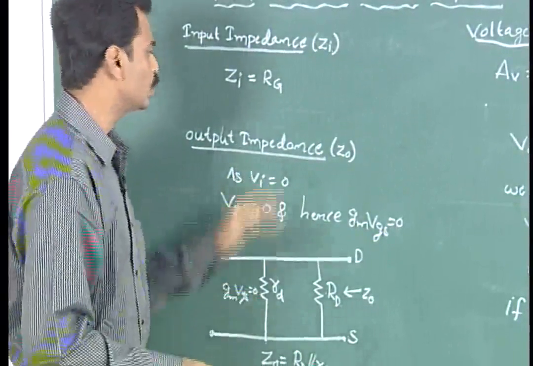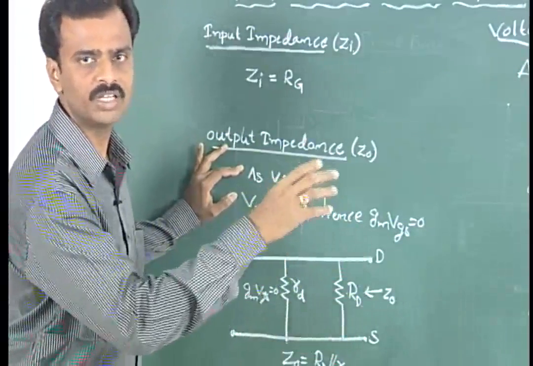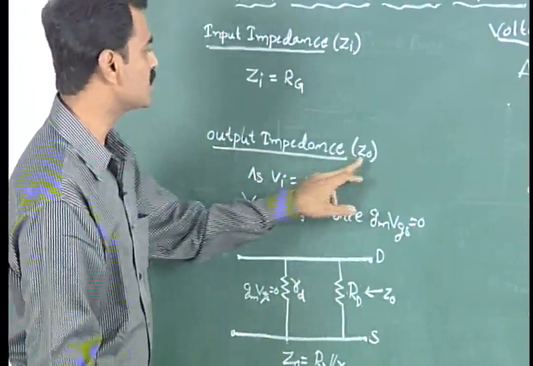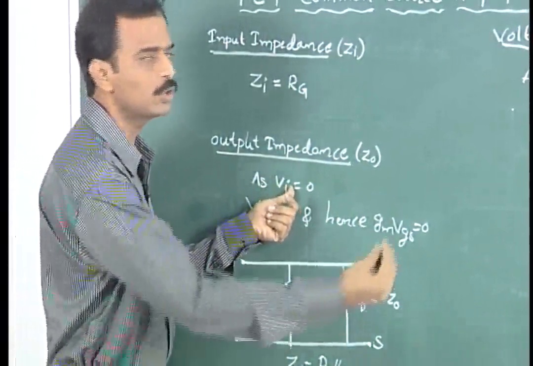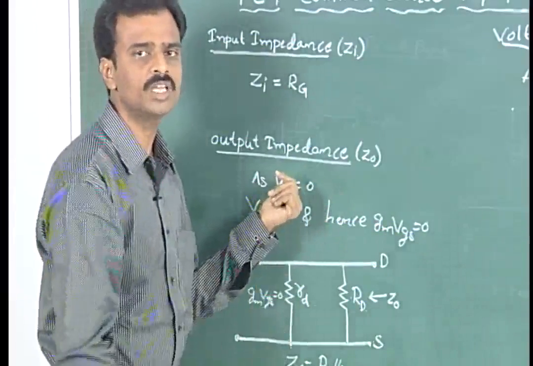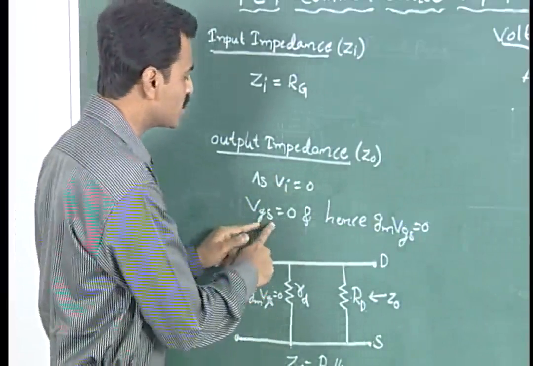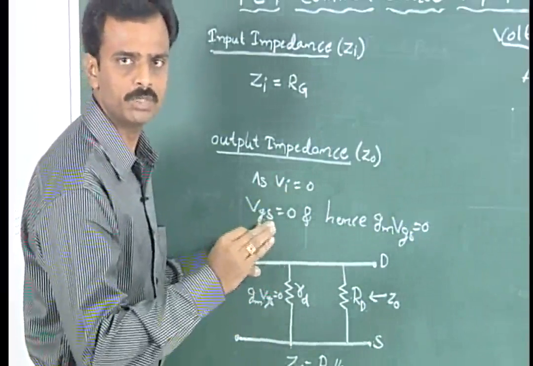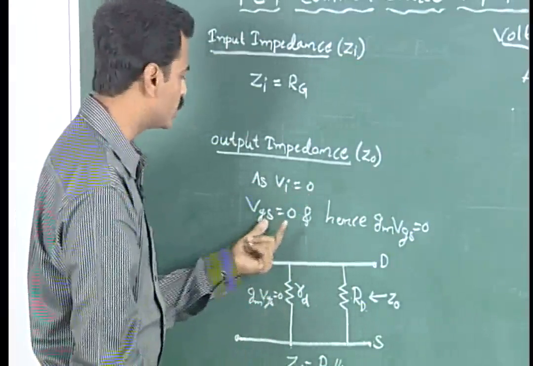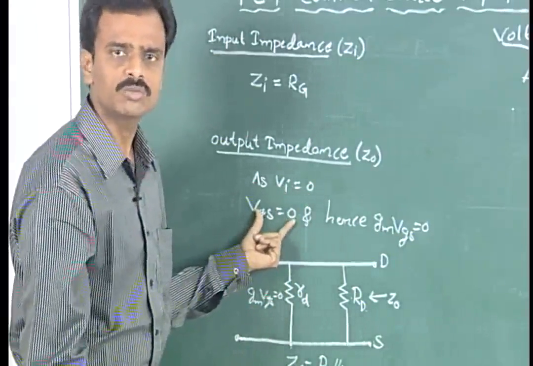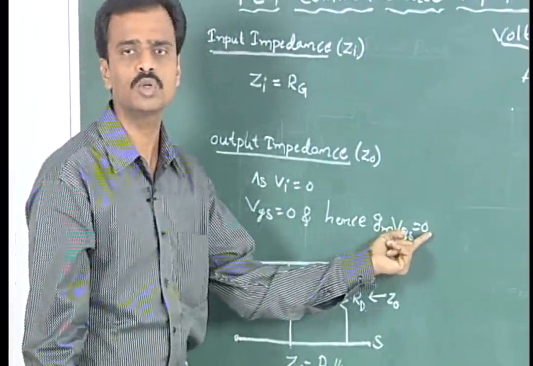Next, coming to the output impedance. To calculate the output impedance, we have to look from the output side of the equivalent circuit. Obviously the input voltage Vi will be 0, as we are looking from the output side. VGS is the voltage connected between the gate and source terminal. As Vi is 0, VGS will also be equal to 0. Hence gm VGS will also be equal to 0.